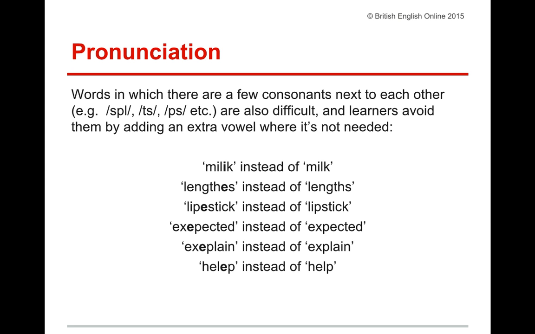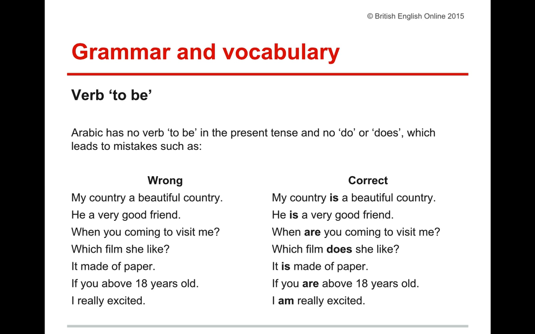I think another typical problem connected with pronunciation is the fact that Arabic speakers find it difficult to pronounce consonants which are close together, and they tend to insert a little sound in between to help pronunciation. What I mean by this is that they say "milik" instead of "milk", for example, or "helip" instead of "help". Again, an additional sound that's not needed there, which can cause confusion. That's right. I see. What about grammar and vocabulary?